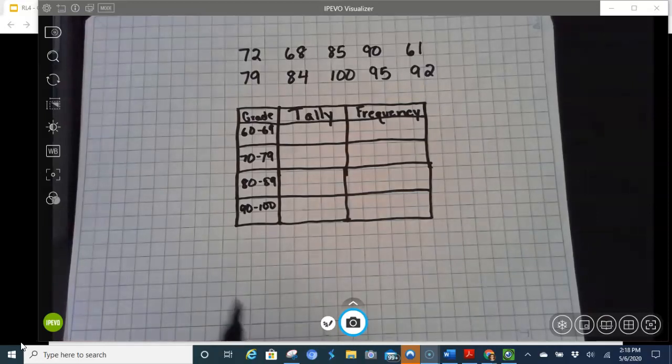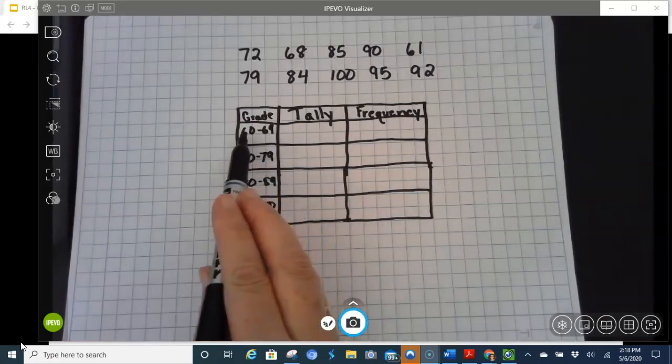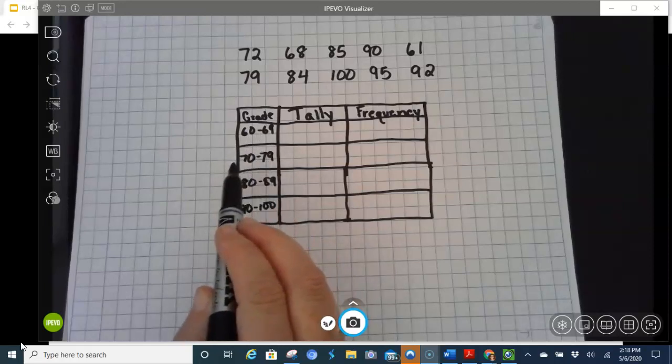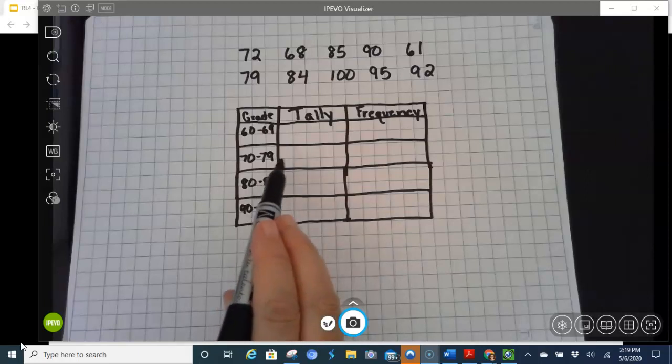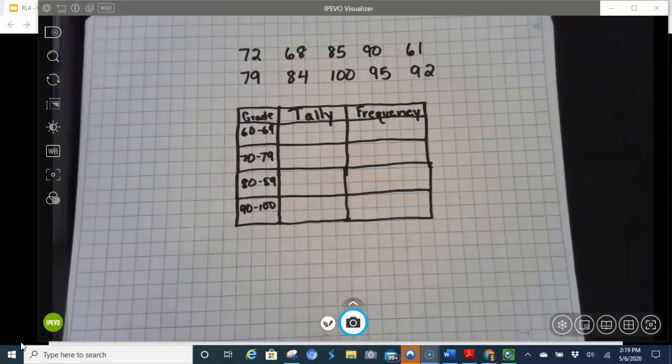We don't want to have it overlap. We don't want to have it 60 to 70, 70 to 80, because then if you were going to place an 80, where would it go? Would it go here or would it go here? So you make sure that your intervals, your spacing, doesn't overlap.